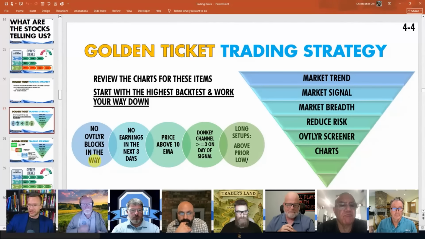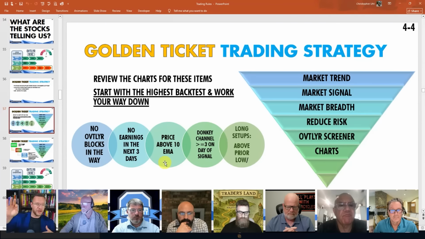Assuming we've gone through OVTLYR 9, assuming that it's not got an outlier block in the way that it's about to close into, assuming there's no earnings in the next 3 days, double checking it's above the 10 EMA, because we've seen this before. A signal comes through, looks great in the morning. By the end of the day, the price has sold off. It definitely is not one that I want to trade. Double check the Donchian Channels are still good. That should not change during the day. And of course, that it isn't below the prior day's low.